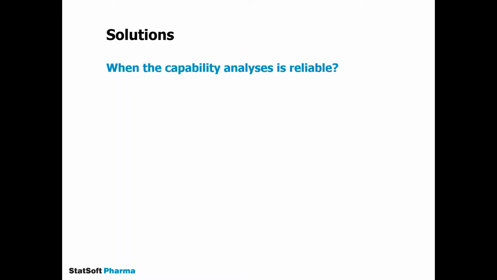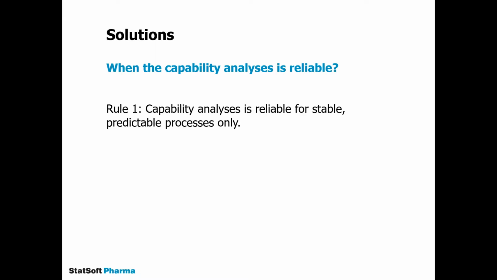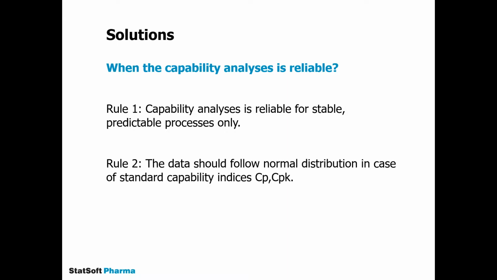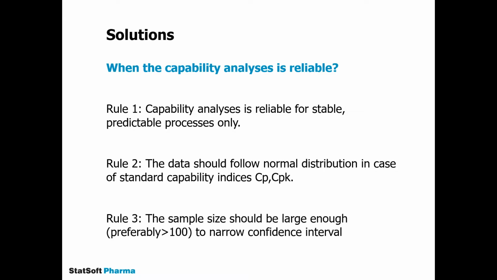So when is the capability analysis reliable? Rule number 1, capability analysis is reliable for stable, predictable processes only. Rule number 2, the data should follow normal distribution in case of standard capability indices, Cp, Cpk. Rule number 3, the sample size should be large enough, preferably over 100, to narrow the confidence interval.